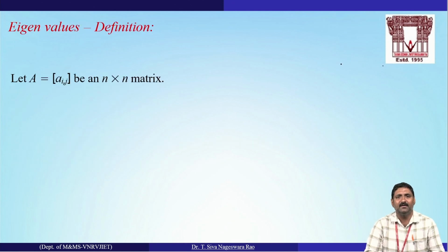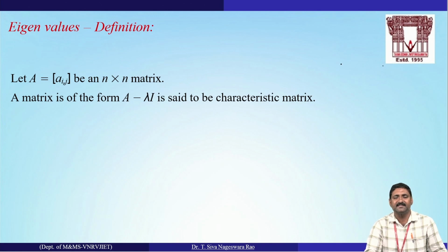First I will explain the definition of eigenvalue. If you want to talk about eigenvalue, it is mandatory that the given matrix should be a square matrix. So we are taking, let capital A be a matrix of order n by n. Here we will construct a matrix of the form A minus lambda I, where lambda is a real number or complex number and I is the identity matrix. The order of the identity matrix depends upon the order of the given matrix capital A.